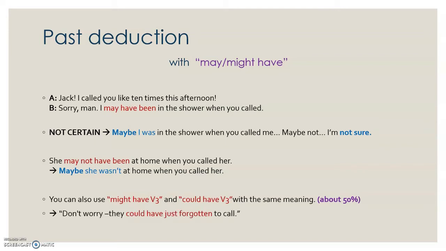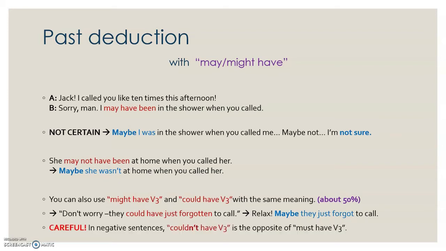Here's an example. Don't worry, they could have just forgotten to call. Maybe they just forgot to call, relax. But be careful here. In negative sentences, do not use couldn't have verb 3 because, as we said earlier, couldn't have verb 3 is the opposite of must have verb 3. It's the negative of must have verb 3.